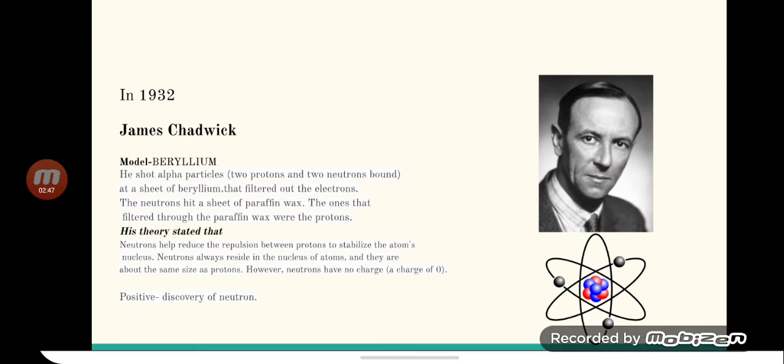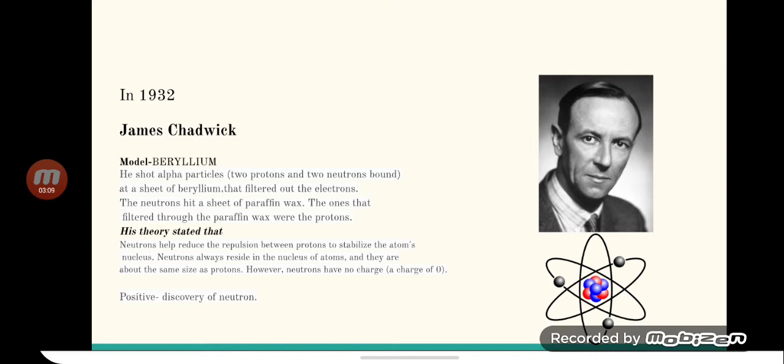And in 1932, James Chadwick created a model called the beryllium model. He shot alpha particles, two protons and two neutrons bound together, at a sheet of beryllium that filtered out the electrons. The neutrons hit a sheet of paraffin wax. The ones that filtered through the paraffin wax were the protons.